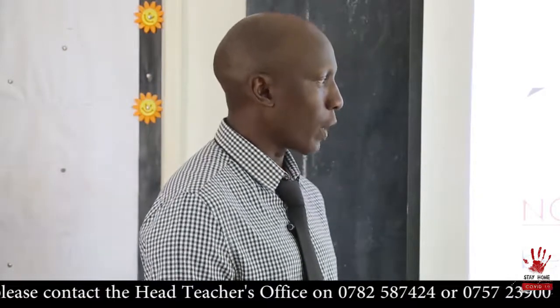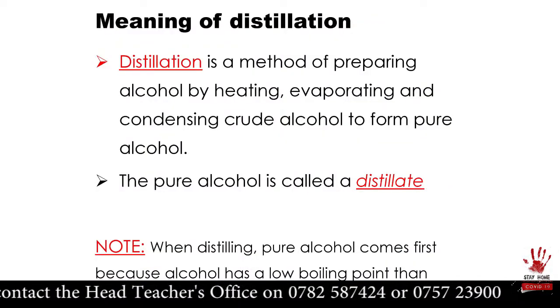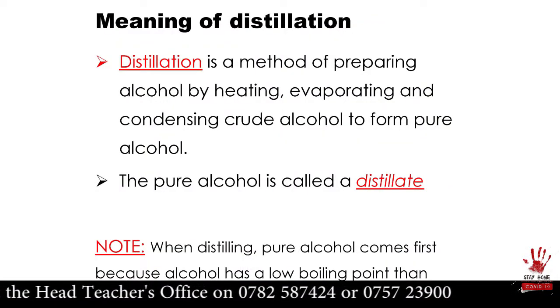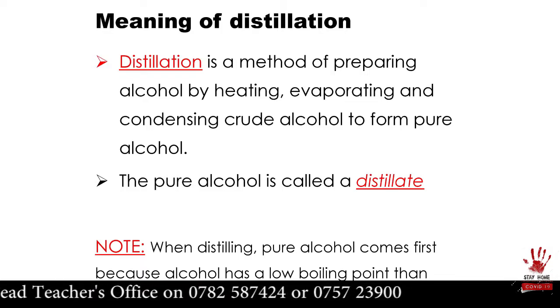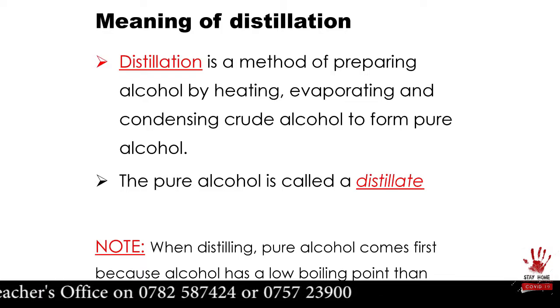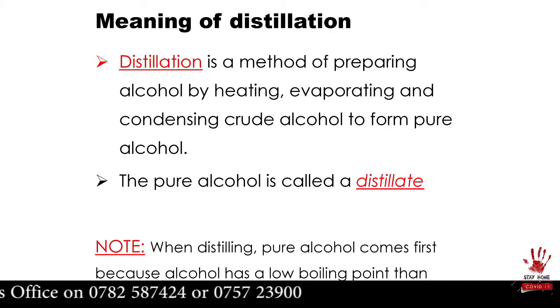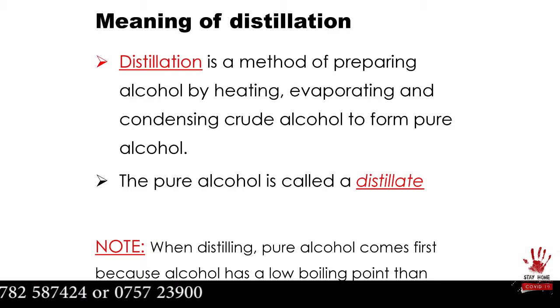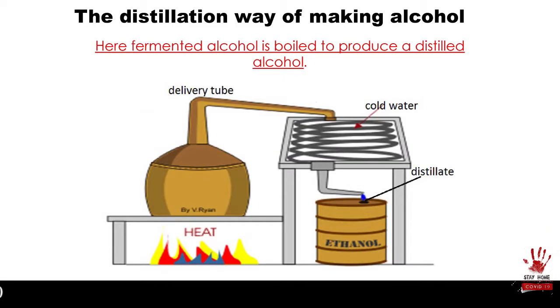Good. So when you are distilling, pure alcohol comes out first, as we are going to see later on. It's simply because alcohol has got a lower boiling point than water. Actually, alcohol boils at 78 degrees, while water boils at 100 degrees Celsius. So you're going to realize that alcohol comes faster than water. So let's have a look at my setup experiment here. This is what we are going to be doing.